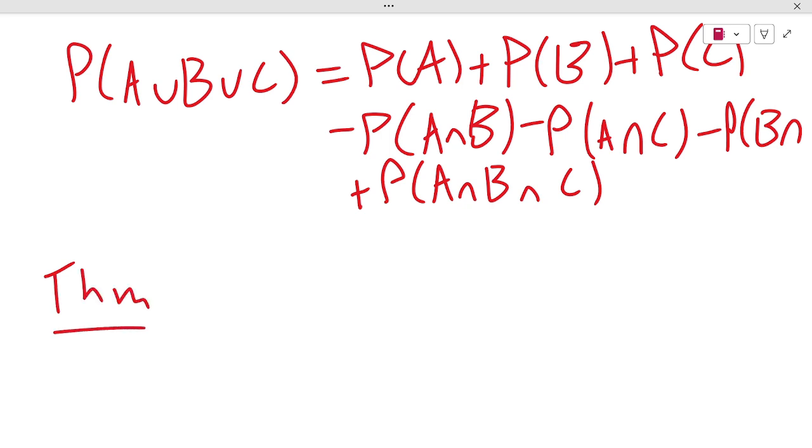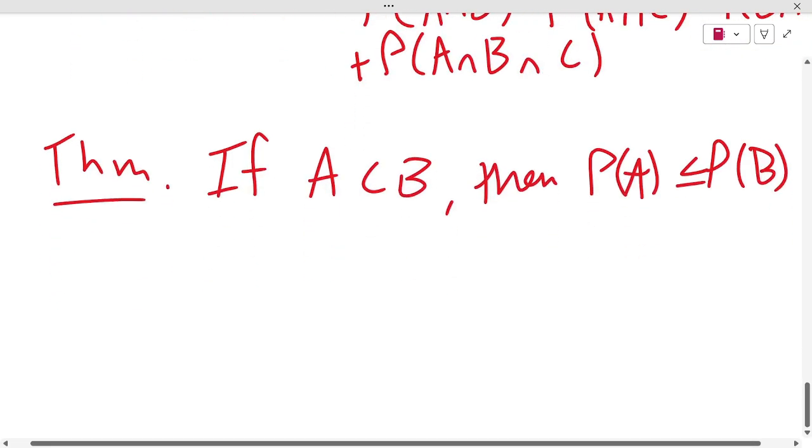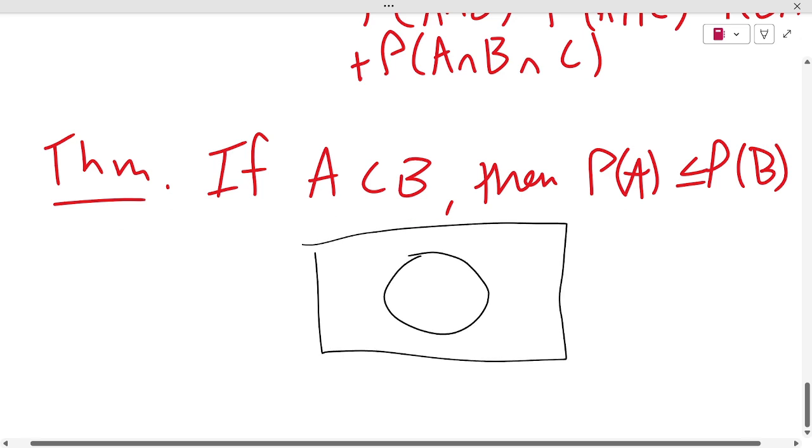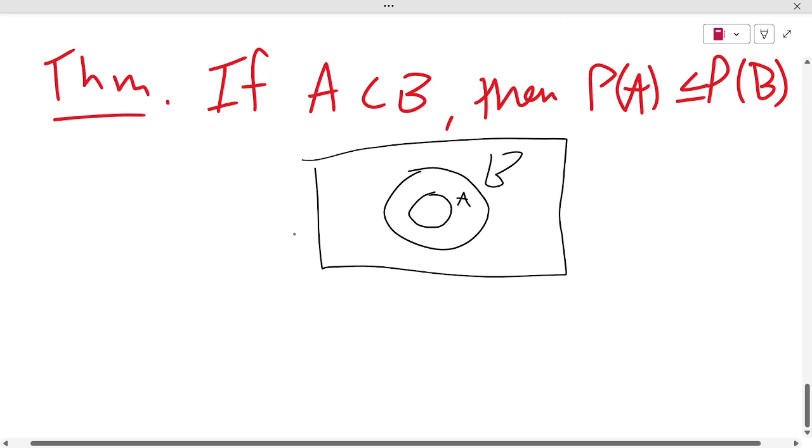Okay, next we have another theorem. If A is contained within B, then the probability of A is less than or equal to the probability of B. No proof. Let's look at what this means. If it's entirely contained, that means in our intuitive sense, if this is B, A finds itself completely trapped within B. And this makes sense, right? If A is smaller, if it's contained within B, then its probability must also be smaller.